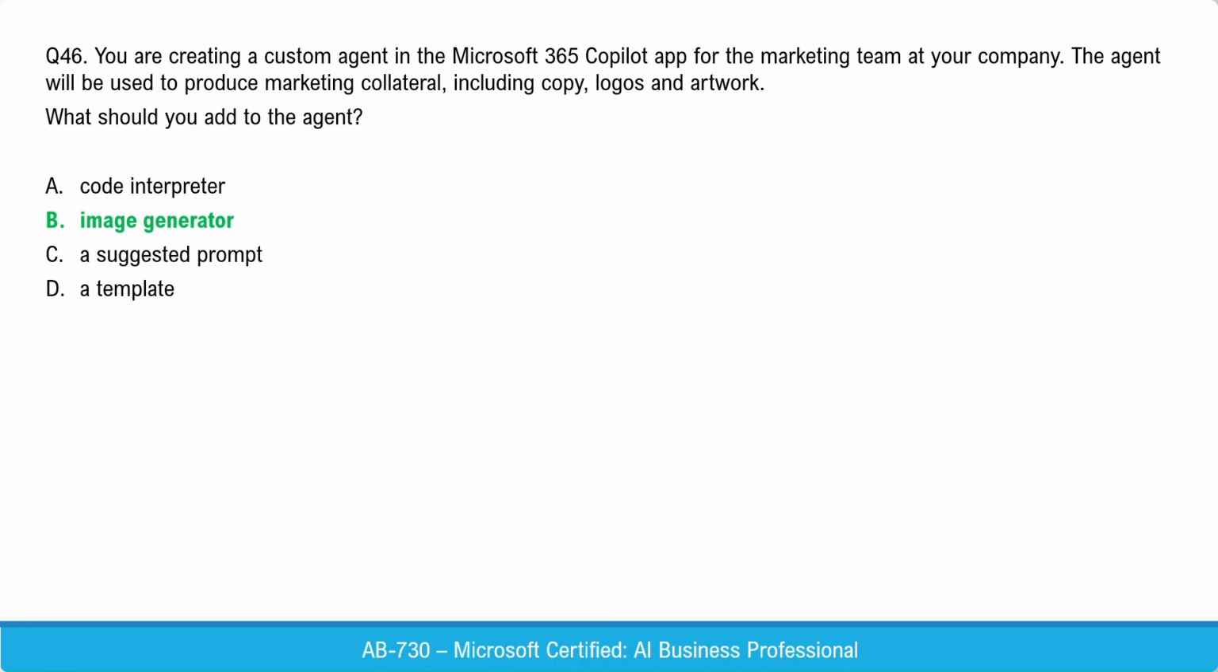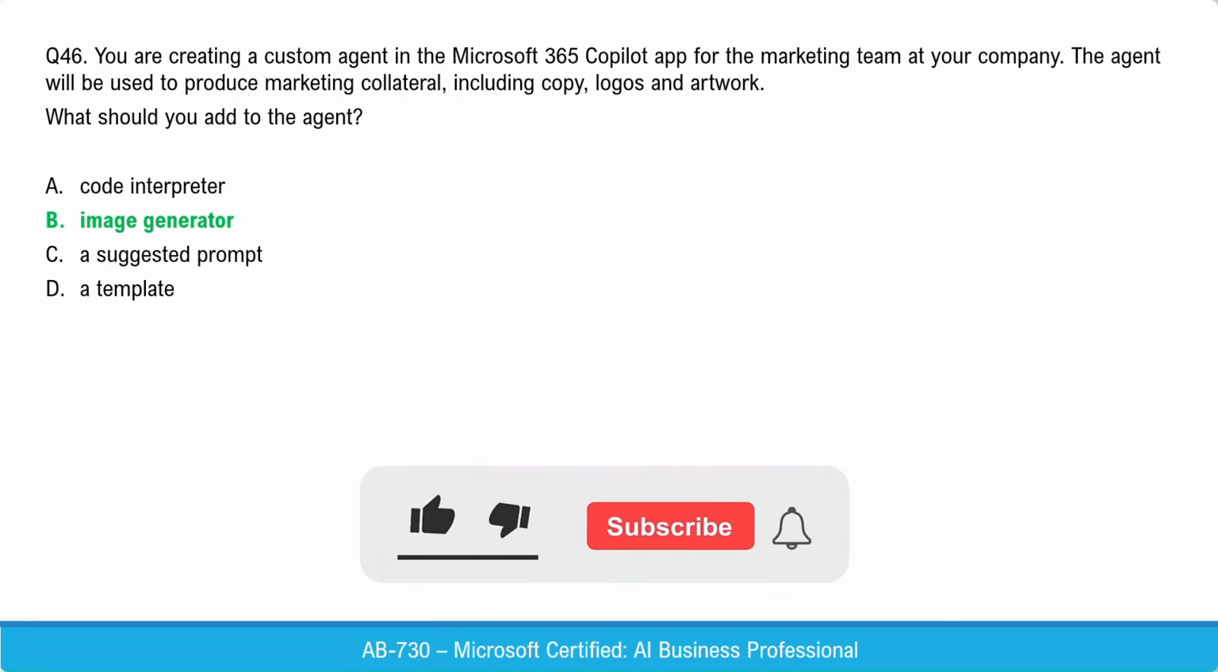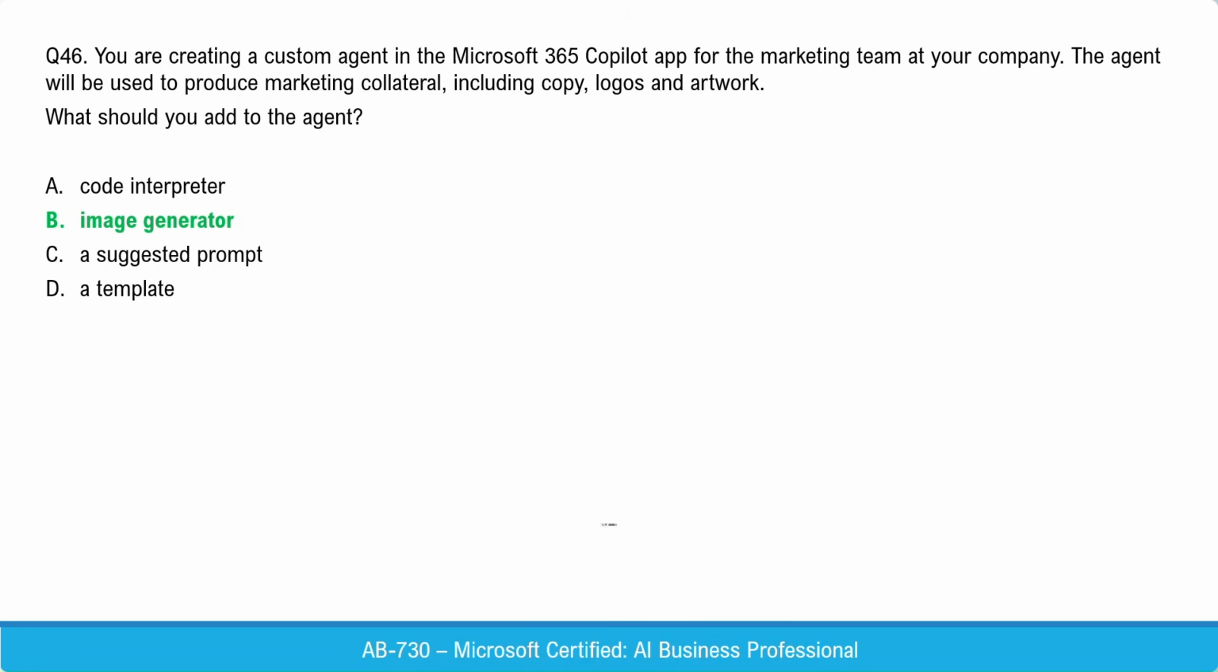But let's look at the other options. Option A is a code interpreter. This is used for running code and handling data, not for creating visuals. Option C is the suggested prompt. This only helps guide users but does not add functionality. And option D is a template. Templates help structure content but cannot generate images. So to enable the agent to create logos and artwork, the correct answer is B, image generator.